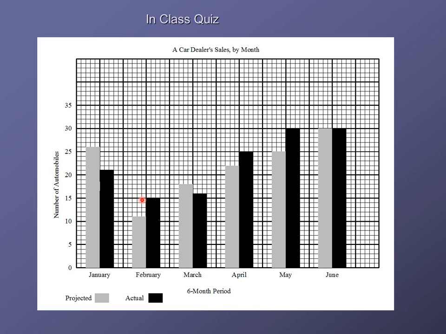What we can do is add all the projections, right? So for example, this one is 26 and this one is 11. This one is 18, right? How about this one? 22, 25, and 30, right? If you add all of these, that's your total projection, right?